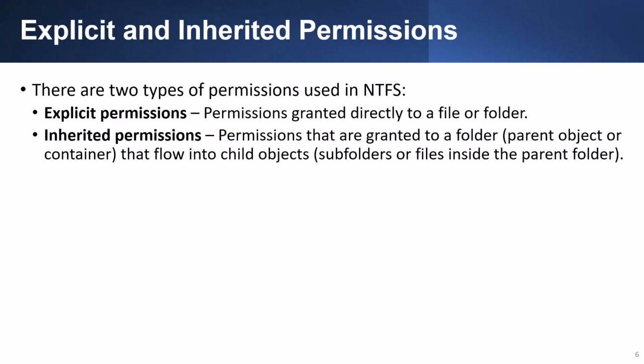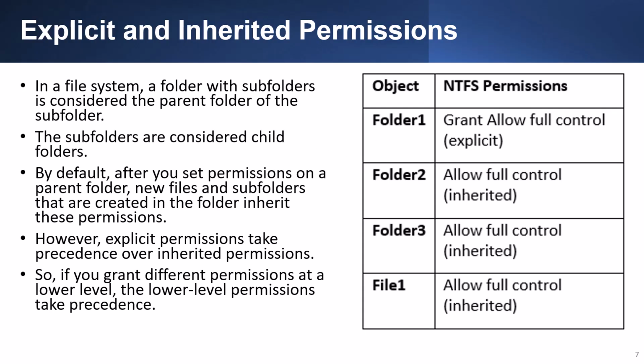There are two types of permissions used in NTFS. Explicit permissions are permissions granted directly to a file or folder. Inherited permissions are permissions that are granted to a parent object or container that flow into the child object, such as subfolders or files inside the parent folder. In a file system, a folder with subfolders is considered the parent folder of the subfolders, while the subfolders are considered child folders. By default, after you set permissions on a parent folder, new files and subfolders that are created in the folder inherit those permissions.